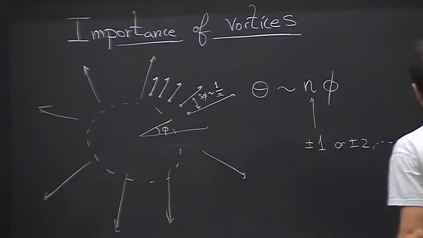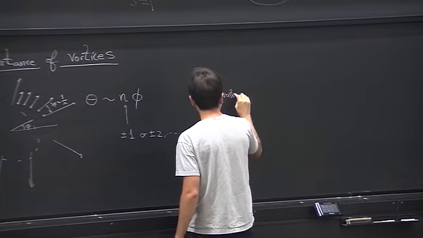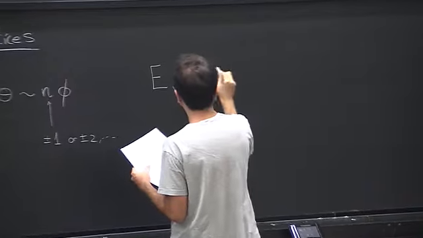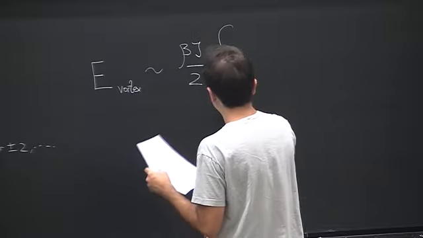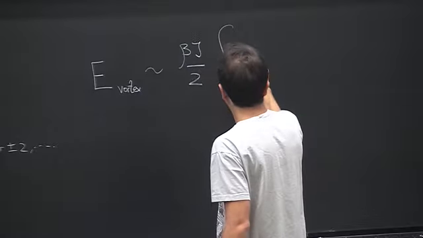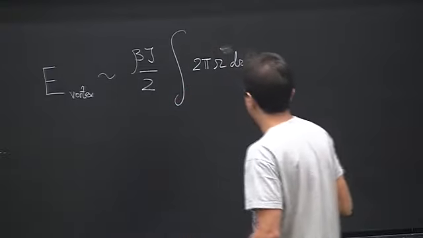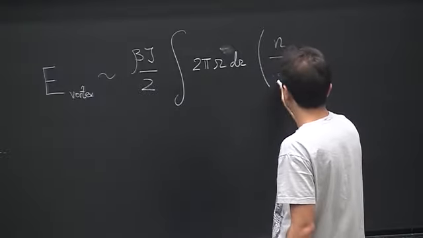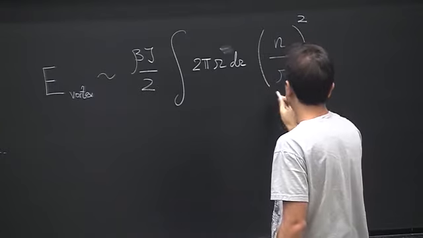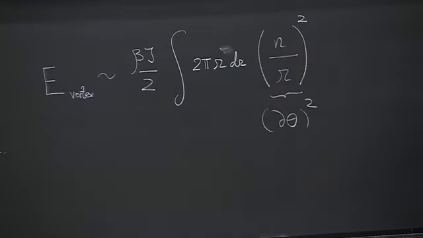And we can estimate the energy. So let's estimate the energy of a vortex. And this estimate will tell me that the vortex would be something like beta j over 2. And I would integrate this over the integral in radial coordinates, so something like 2 pi r dr. And then the gradient squared of my angle, that would give me something like n over r square. Say that the derivative there would vary like that.